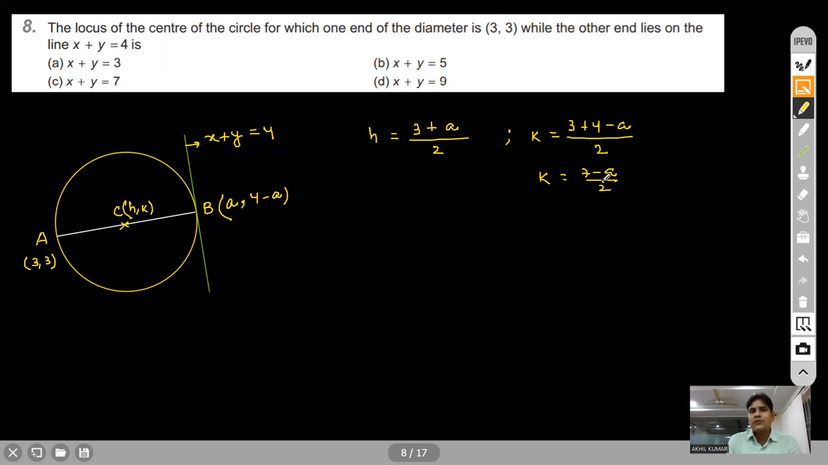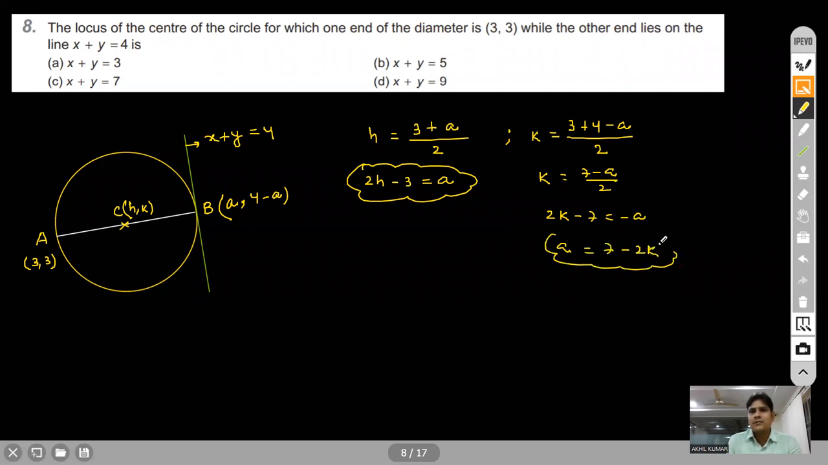So what we will do now, we will write A in terms of H and K, equate the values of A, and finally replace H and K by X and Y. So from here we get 2H minus 3 is equal to A. And from here we get 2K minus 7 is equal to minus A, or we can say A is equal to 7 minus 2K. So we can say 2H minus 3 is equal to 7 minus 2K. Why? Because 2H minus 3 is equal to A, and 7 minus 2K is also equal to A.